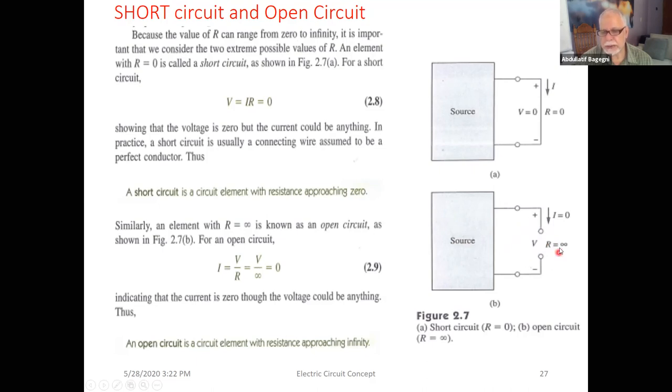So the open circuit could be physically no element connected between the plus and the minus, or could be an element connected between the plus and the minus, but it has a high value of resistance. That indicates that the current is zero, while the voltage could be anything. An open circuit is a circuit element with a resistance approaching infinity.